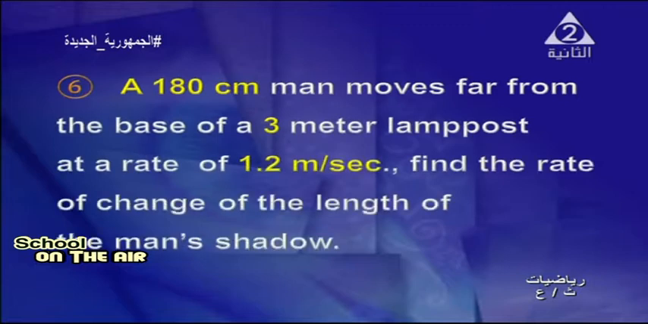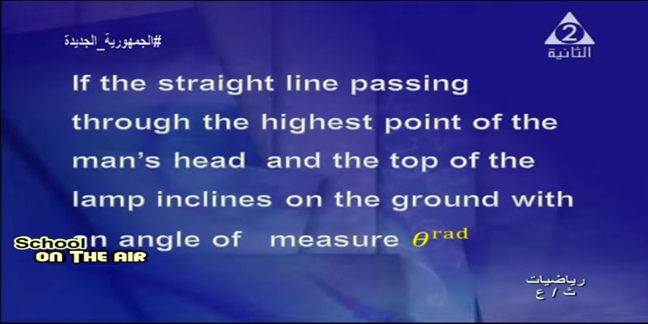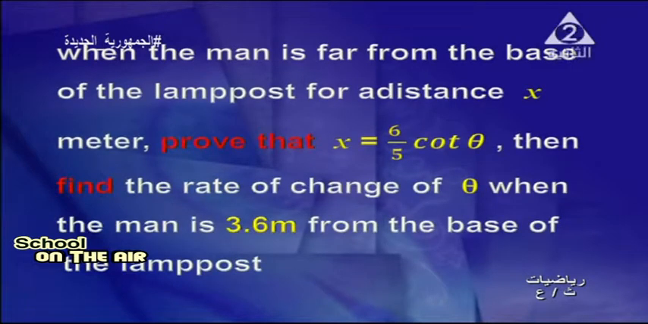Number 6. A 180 centimeter man moves far from the base of a 3-meter lamppost at a rate of 1.2 meter per second. Find the rate of change of the length of the man's shadow. If the straight line passing through the highest point of the man's head and the top of the lamp inclines on the ground with an angle of measure theta degree, when the man is far from the base of the lamppost for a distance x meter, prove that x equals 6 over 5 cotan theta, then find the rate of change of theta when the man is 3.6 meter from the base of the lamppost.